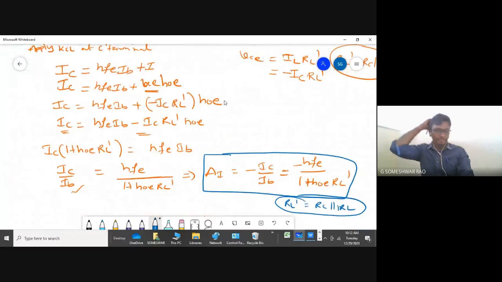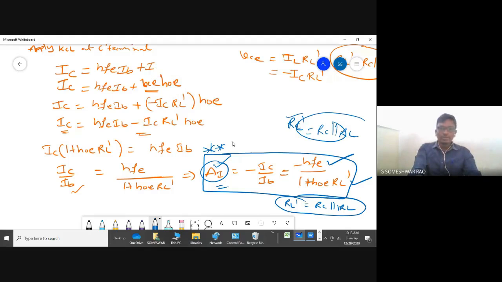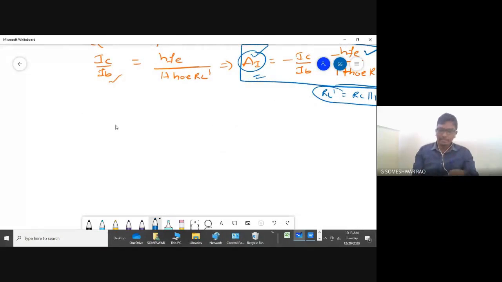సో కరెంట్ గెయిన్ అని అంటే వాట్ ఈస్ ద ఫార్ములా? యూ కెన్ సే ద కరెంట్ గెయిన్ ఈజ్ నథింగ్ బట్ AI ఈజ్ ఈక్వల్స్ టు minus HFE by 1 plus HOE into RL dash, where RL dash is nothing but RC in parallel with RL. మనకి CE యాంప్లిఫైర్ ఇచ్చేసి దానికి కరెంట్ గెయిన్ క్యాలిక్యులేట్ చేయమంటే no need to derive this expression. ప్రాబ్లం ఇచ్చాడు అనుకోండి, డైరెక్ట్లీ విల్ టేక్ AI expression minus HFE by 1 plus HOE into RL dash. So I hope everybody understood. Yes or no? బాబు అర్థమైందా? Or shall I repeat once again?